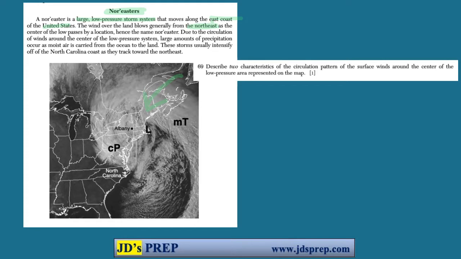Due to the circulation of winds around the center of the low-pressure system, you can kind of see a center in here, large amounts of precipitation occur as moist air is carried from the ocean to the land.